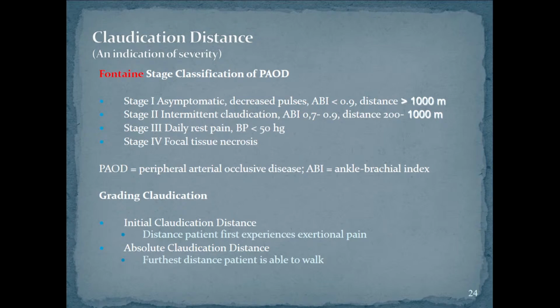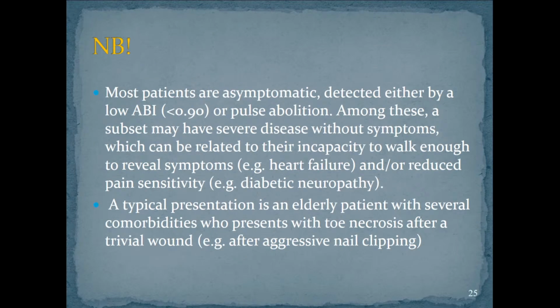Stage 3, daily rest pain, blood pressure less than 50. And stage 4, focal tissue necrosis. Grading claudication. Initial claudication distance is the distance the patient first experiences exertional pain, and absolute claudication distance is the furthest distance the patient is able to walk. It is important to differentiate.